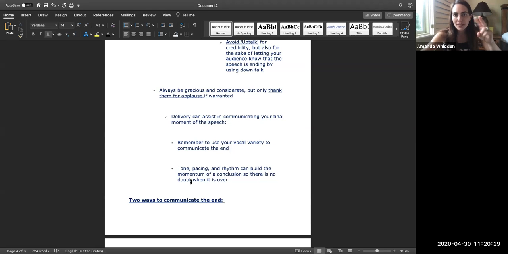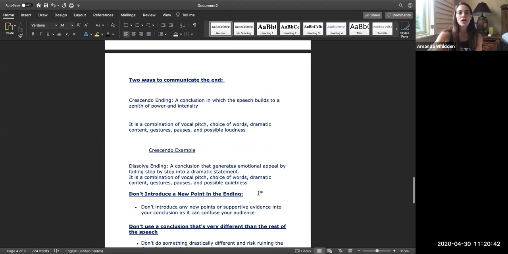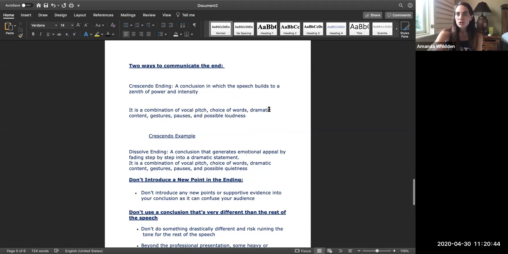And there are typically two different styles of this, that your speech will either work to conclude as it'll say here, a crescendo ending. So a crescendo ending is one that builds with the zenith of power. It just continues to build and build and build. It's a combination of vocal and pitch and a choice of words, and usually dramatic content, gestures.